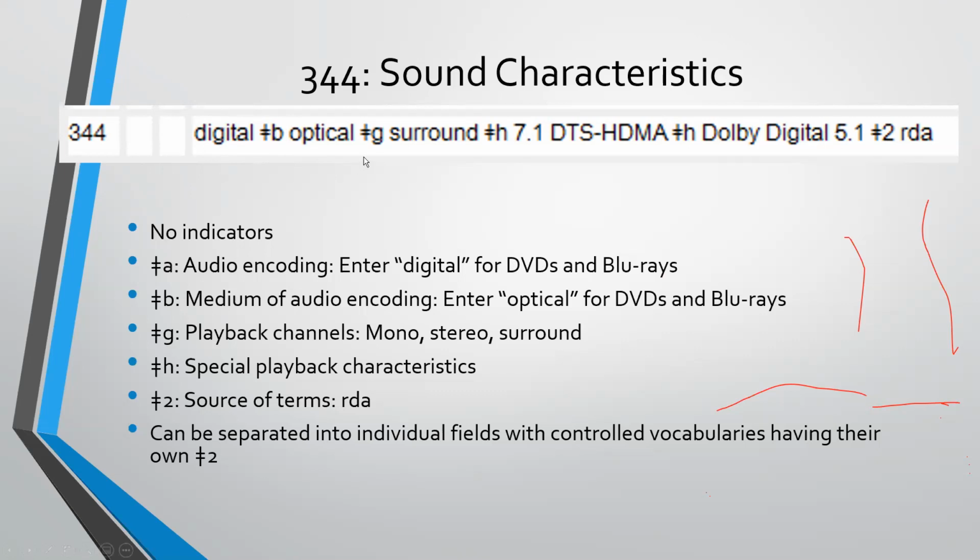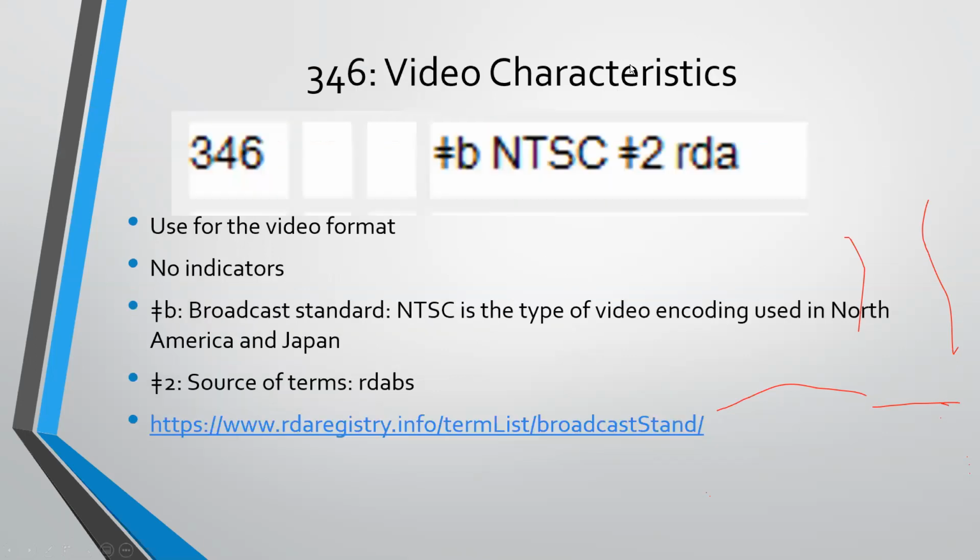Your medium of audio encoding is optical, because these were made with a laser and are interpreted by a laser. You've got your playback channels in subfield G, mono, stereo, surround sound. Subfield H, special playback characteristics. So it's got these two kinds of audio encodings, and all this terminology is controlled by RDA vocabulary, and there are other vocabularies out there.